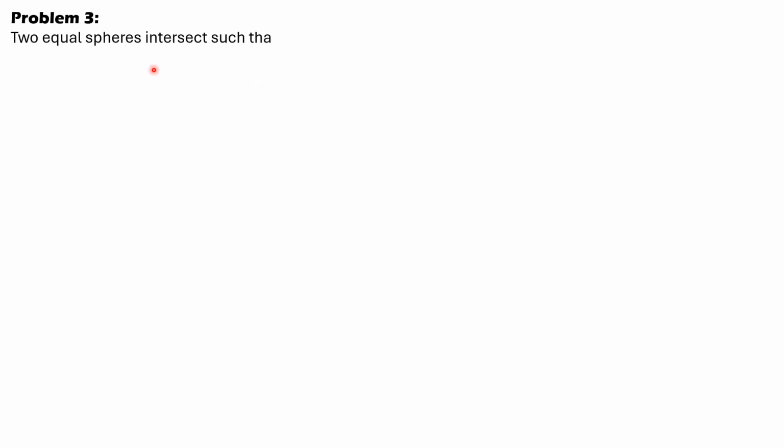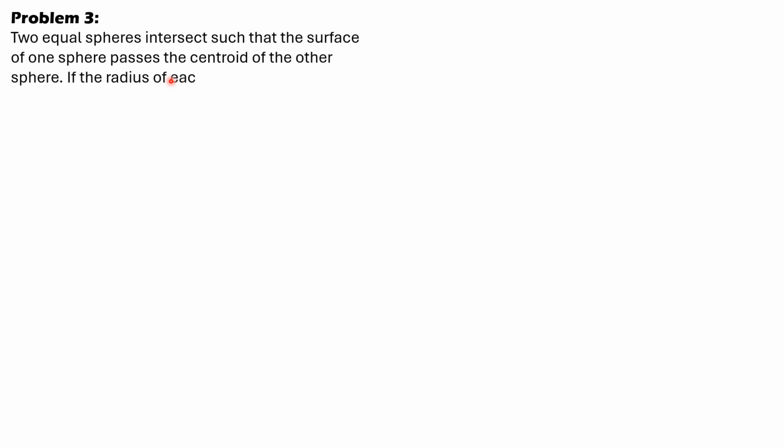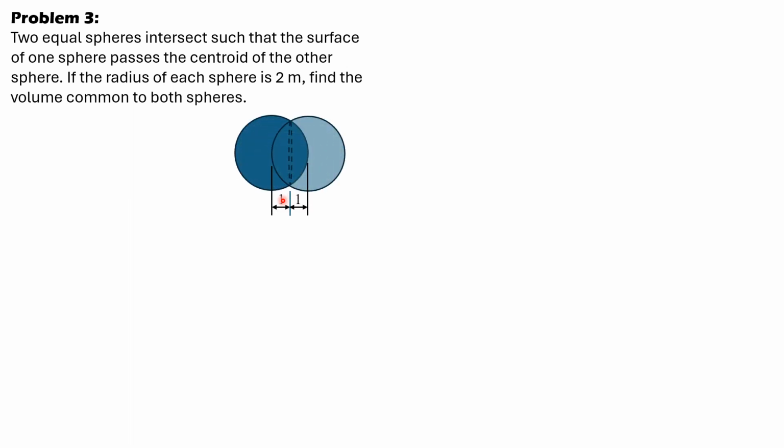Problem 3: two equal spheres intersect such that the surface of one sphere passes through the centroid of the other sphere. If the radius of each sphere is 2 meters, find the volume common to both spheres. So this volume consists of two spherical segments of one base. So let's draw the figure.